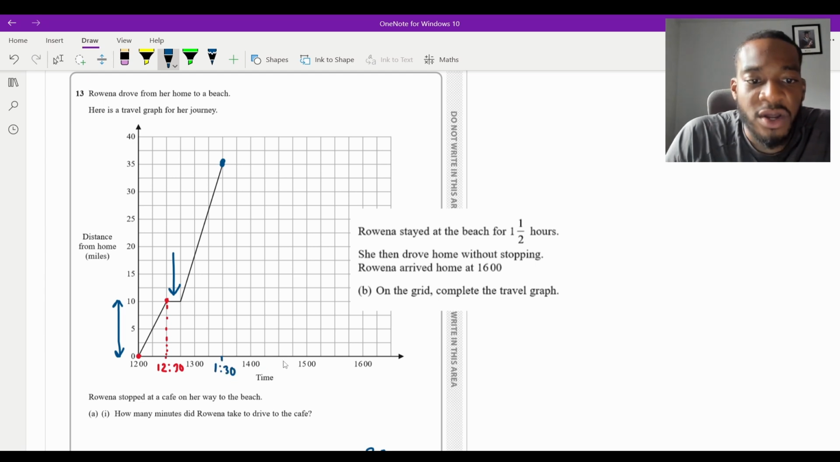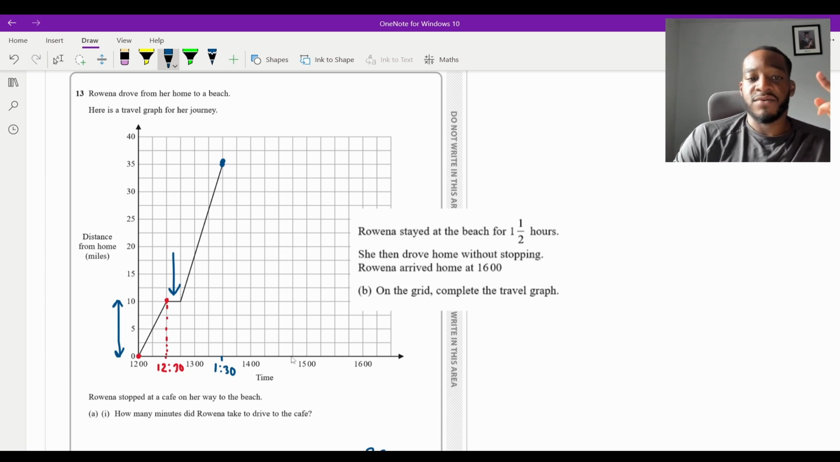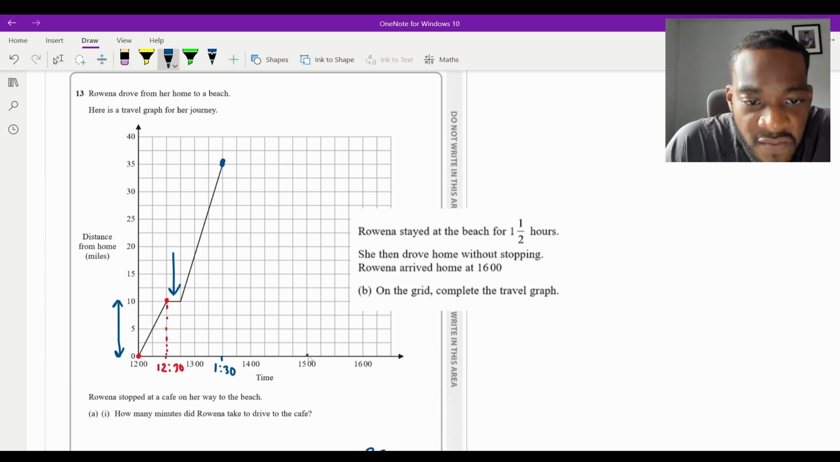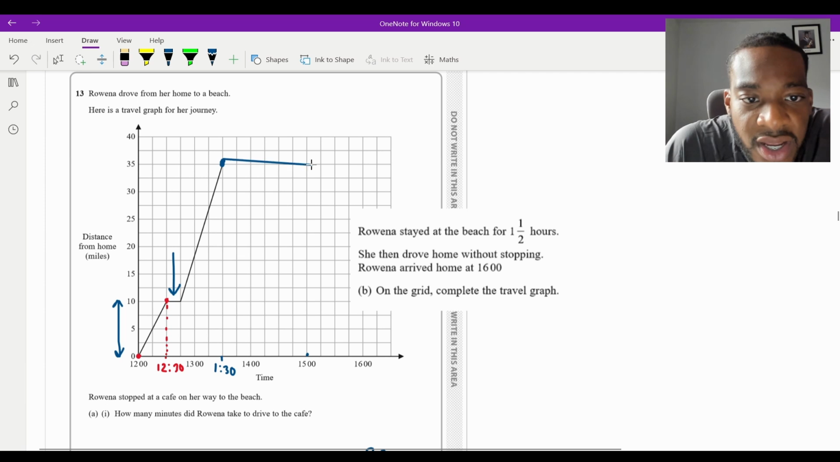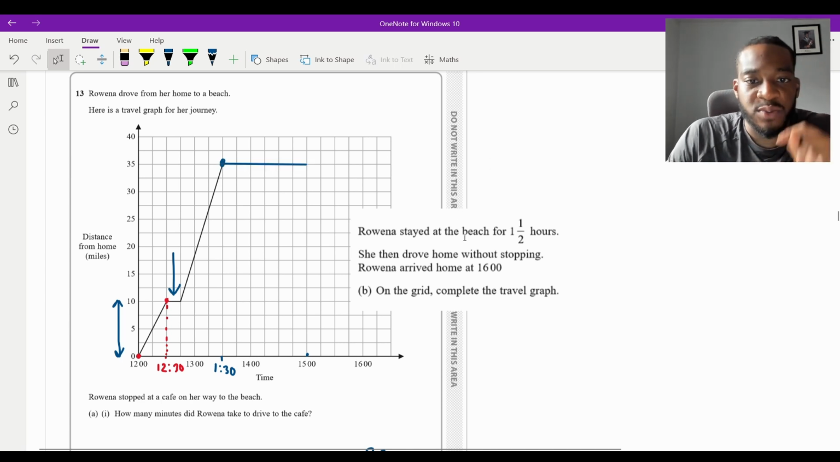And we stay there for an hour and a half. So that's going to take me to 3 o'clock, isn't it? So 3 o'clock is going to be over here. So I need to draw a horizontal line from 1:30 to 3 o'clock. So it looks something like that. And then let me just put this here. Like this. So that would be the first part.